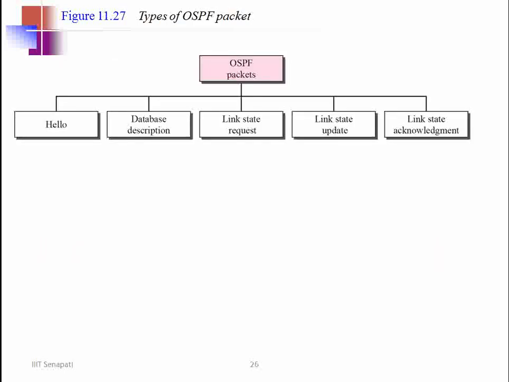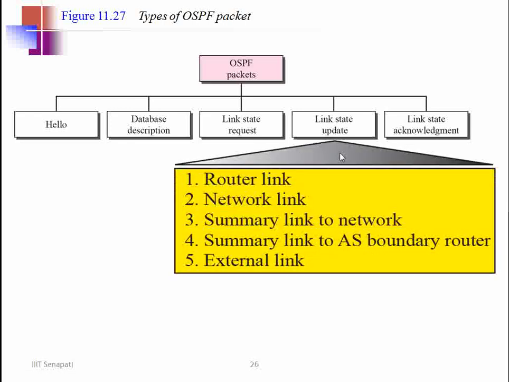So the next thing that we can see is the types of OSPF packets. Basically we have 5 different types of OSPF packets. It can be a hello packet, database description, link state request, link state update, or link state acknowledgement. Among these, link state update is an important one, which has 5 different kinds: router link, network link, summary link to network, summary link to AS boundary router, and external link. We will see this while seeing the update packet format.